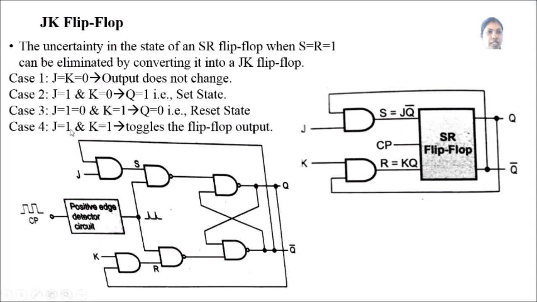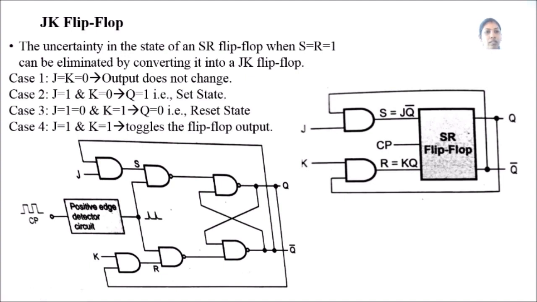Only when J is equal to 1 and K is equal to 1, we have the toggling condition. When S equal to 1 and R equal to 1, we have the indeterminate condition. In order to overcome that, we go for the JK flip-flop. In the JK flip-flop, J equal to 1 and K equal to 1, the condition is toggling. So the present state is toggled.